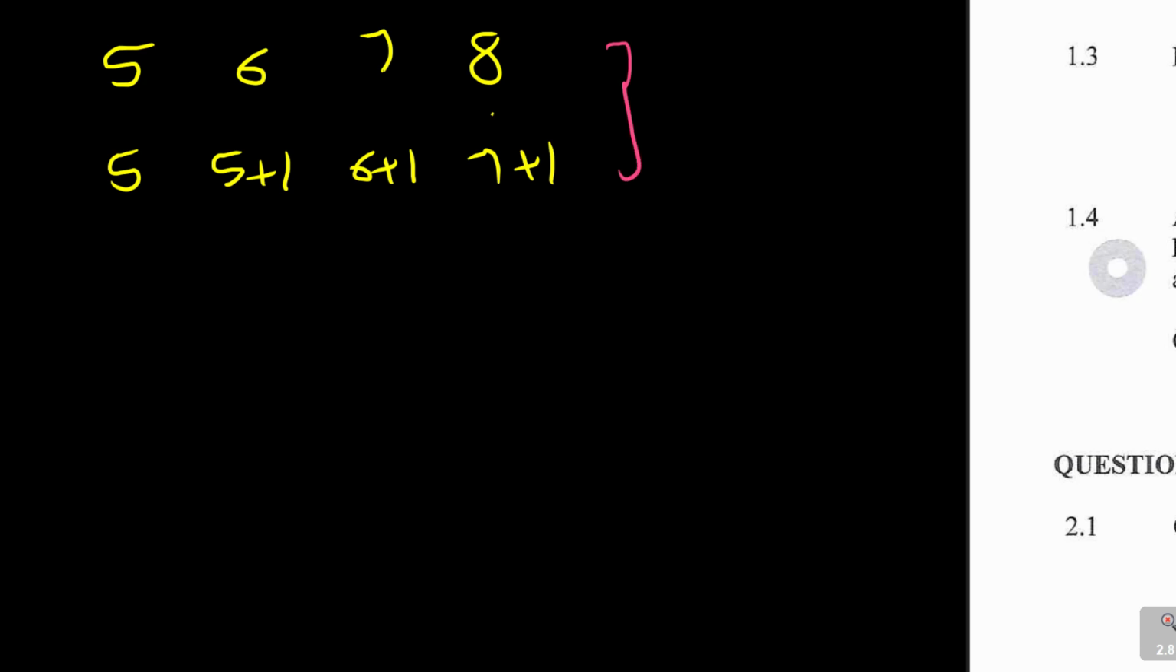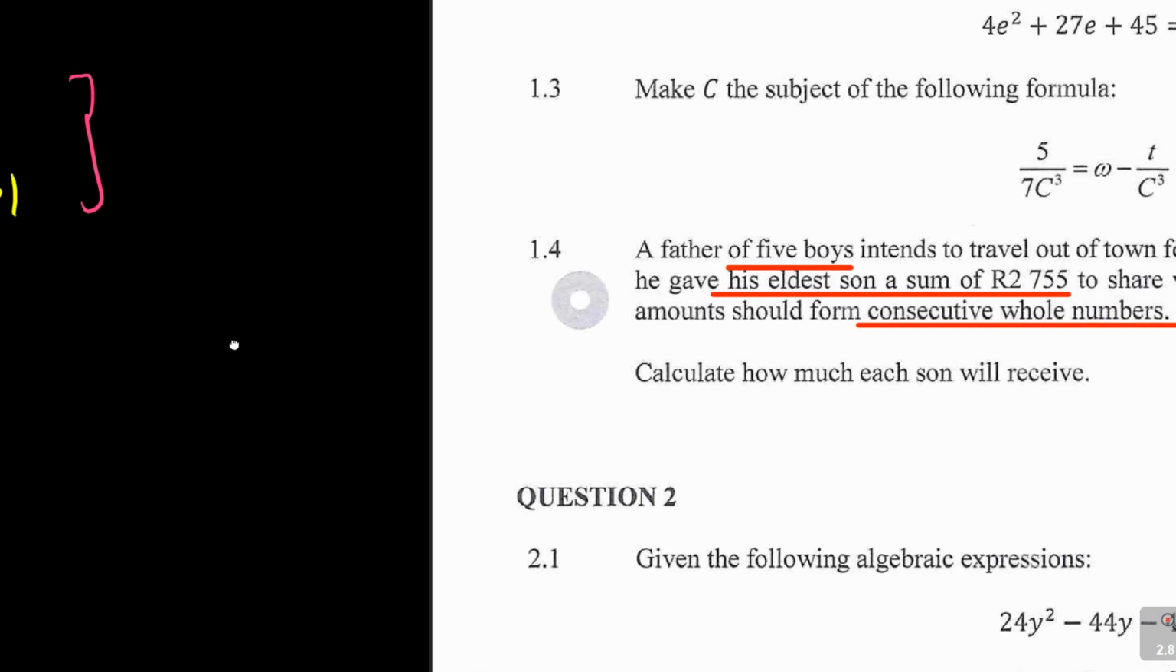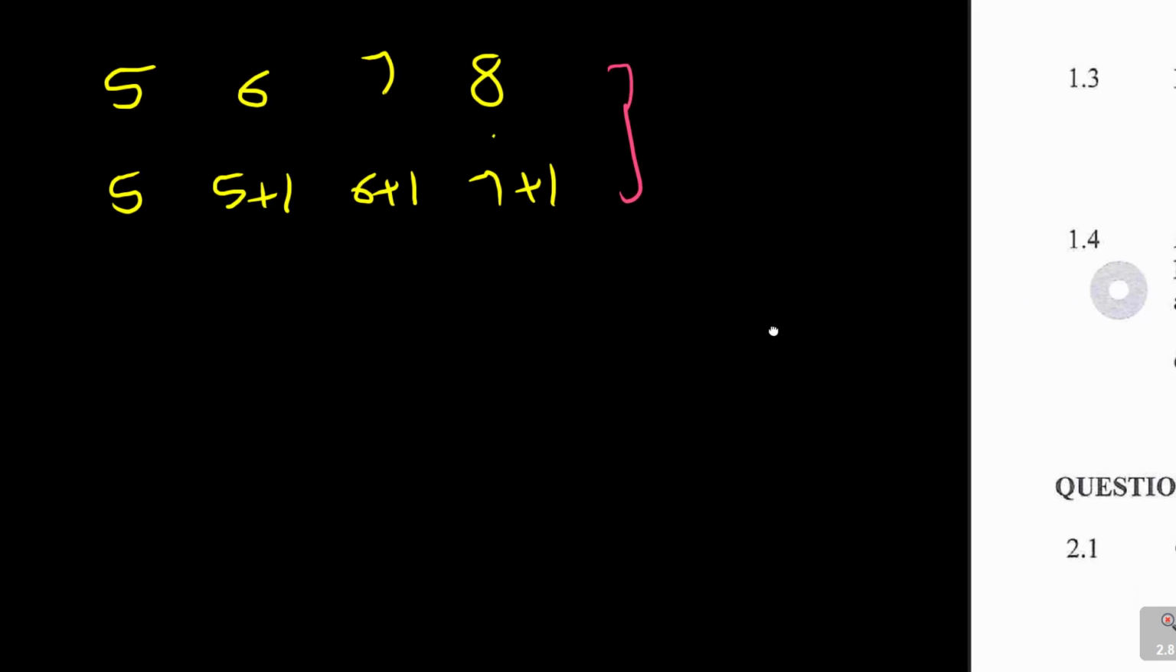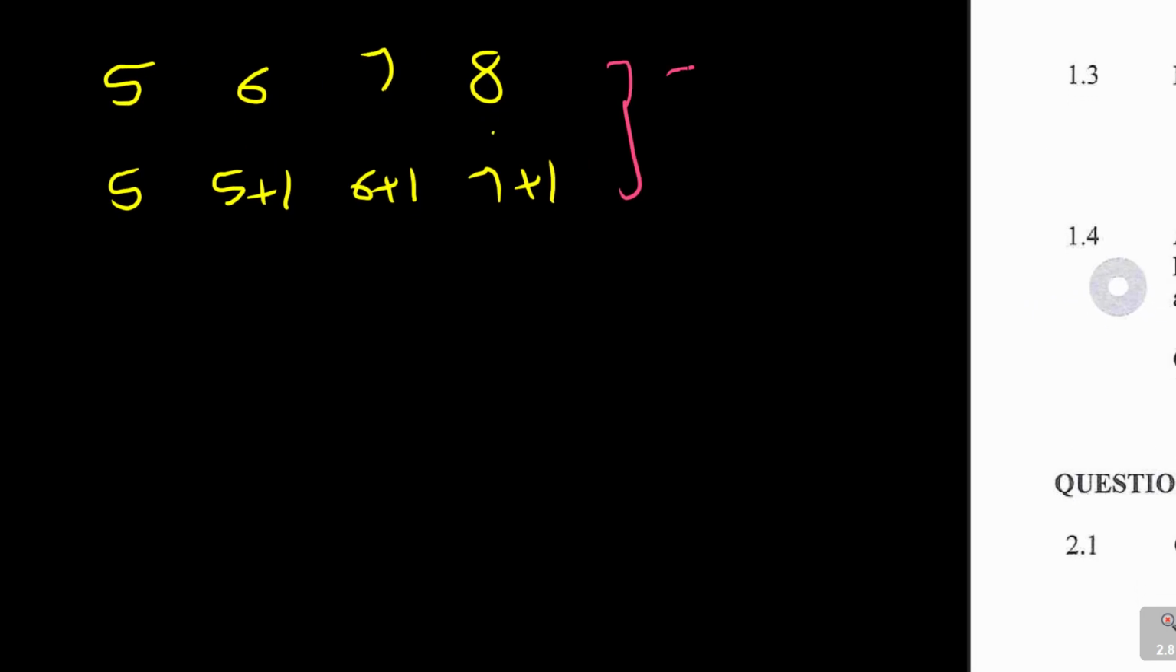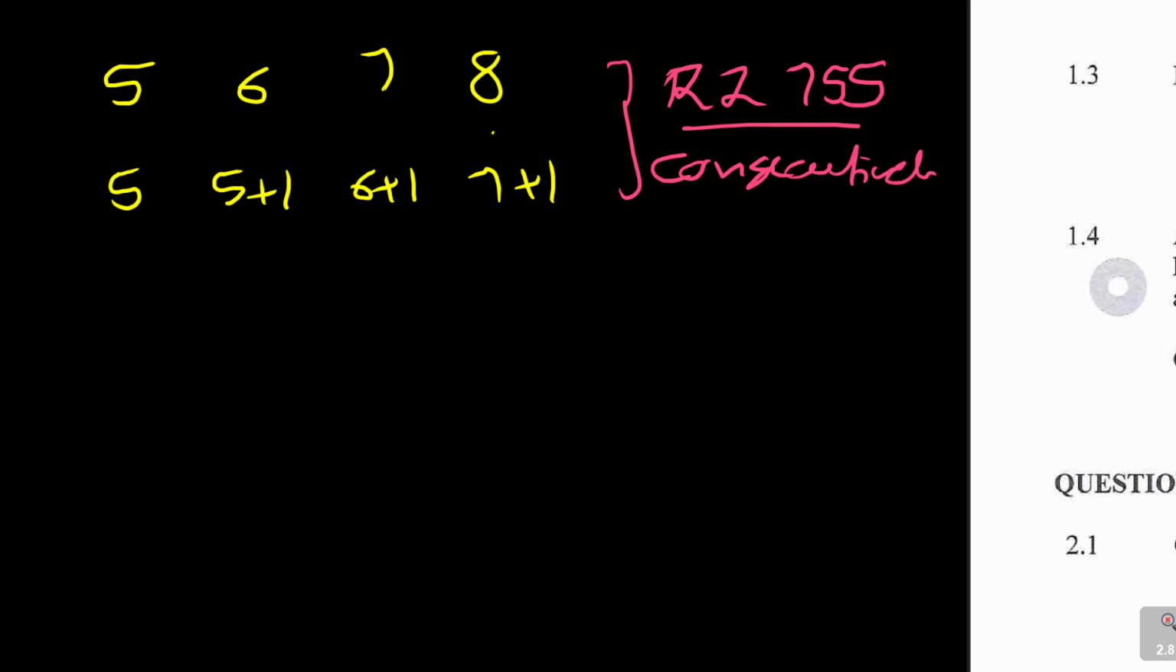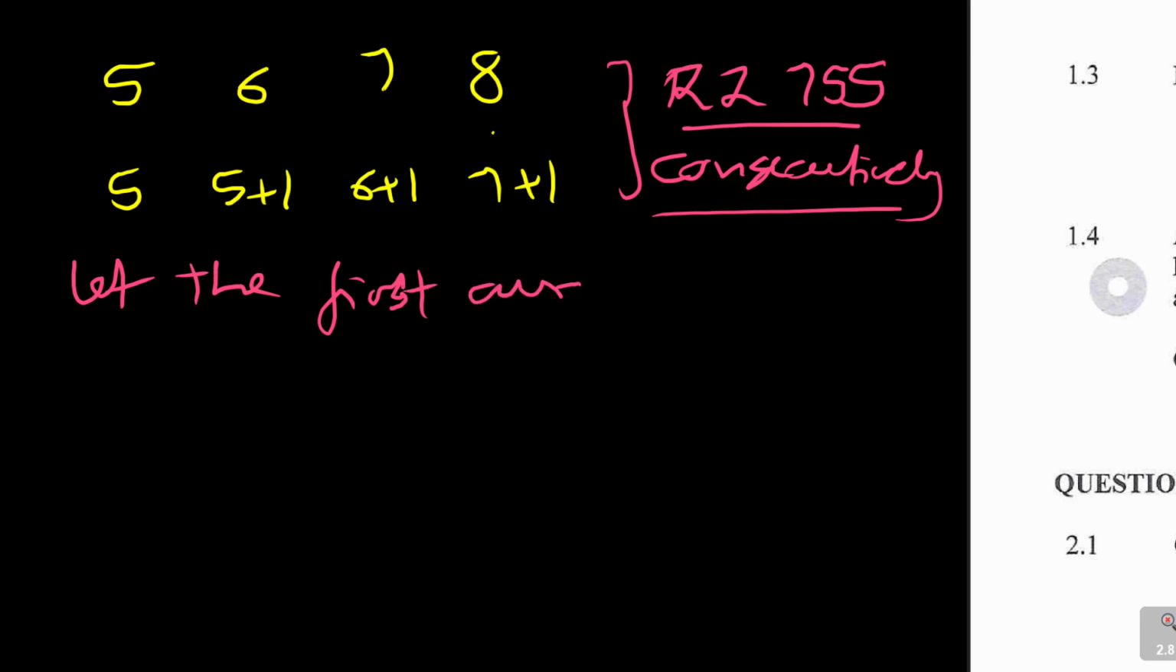But now, let's say we don't know the number. The money that he has to share, how much is the amount? He has to share 2,755. So let's not lose that. He has to share 2,755. And then he shares it consecutively. You understand? So we don't know the first amount. Let's call the first amount, let the first amount which will be given to the younger brother be equal to x.